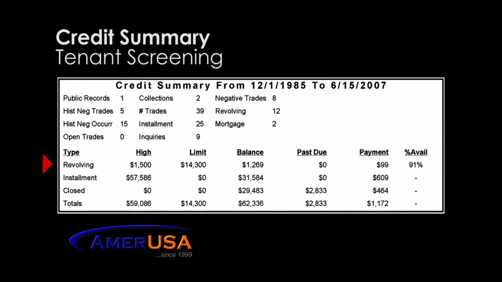Under the balance column, it'll be the most recent reported balance of all the revolving accounts combined. This shows us $1,269. In the past due column, it shows us that nothing is late at this time. And under payment, it shows us that it's $99 a month combined in payments to satisfy that $1,269 on time. And in the last column, it indicates the percentage available, which is just the relationship of the balance versus the limit. The rest of the rows are self-explanatory. You have installment accounts, closed accounts, and then you have the totals calculated for all of them.